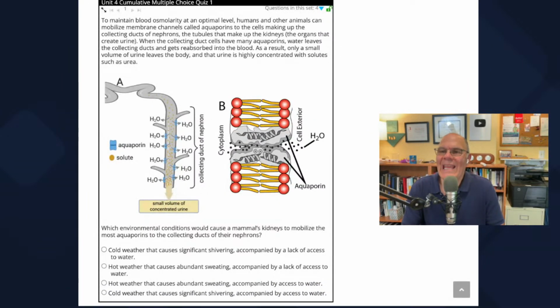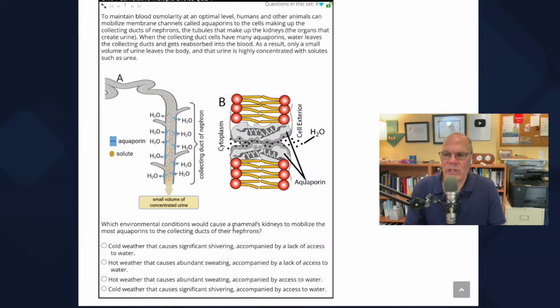To maintain blood osmolarity at an optimal level, humans and other animals can mobilize membrane channels called aquaporins to the cells making up the collecting ducts of nephrons, the tubules that make up the kidneys, the organs that create urine. When the collecting duct cells have many aquaporins, water leaves the collecting ducts and gets reabsorbed into the blood. As a result, only a small volume of urine leaves the body, and that urine is highly concentrated with solutes such as urea. This is AP biology. You've got a diagram and an explanation, and let's see if we can figure this out.